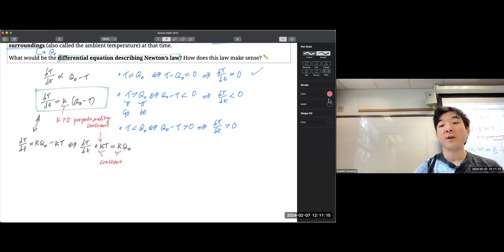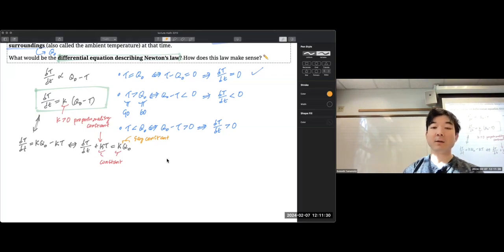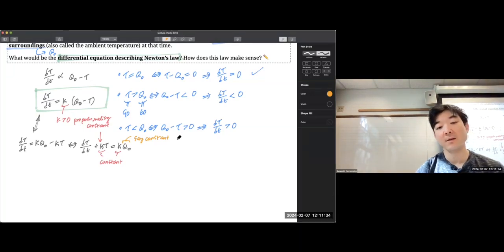But for now, let's make the assumption that your ambient room temperature, the surrounding temperature, is also a constant. It may not always be a constant. You may have a surrounding temperature that's not constant. So this means that your ambient temp is kept constant.